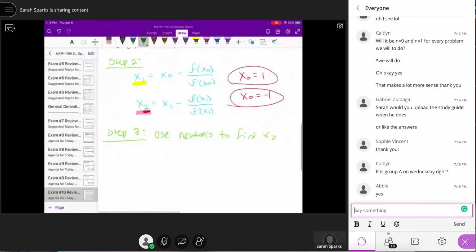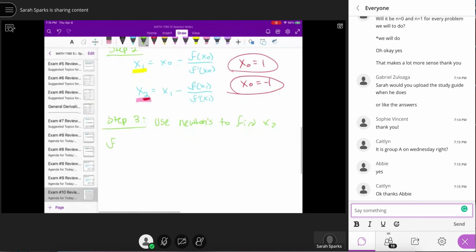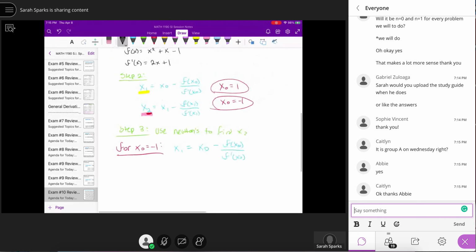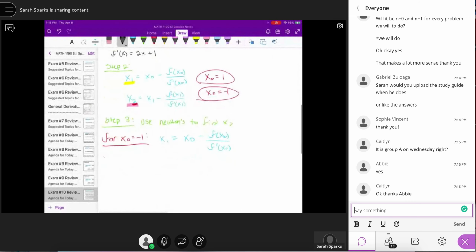So we're going to start with x0 equals -1. Because we have to do this twice, I'm going to write it in red for x0 equals -1. I'm going to write down the formula that we just did so we don't mess anything up: x0 minus f of x0 over f prime of x0. And also, I'll zoom out. We see that those are f of x and f prime of x. I'll rewrite those right here.